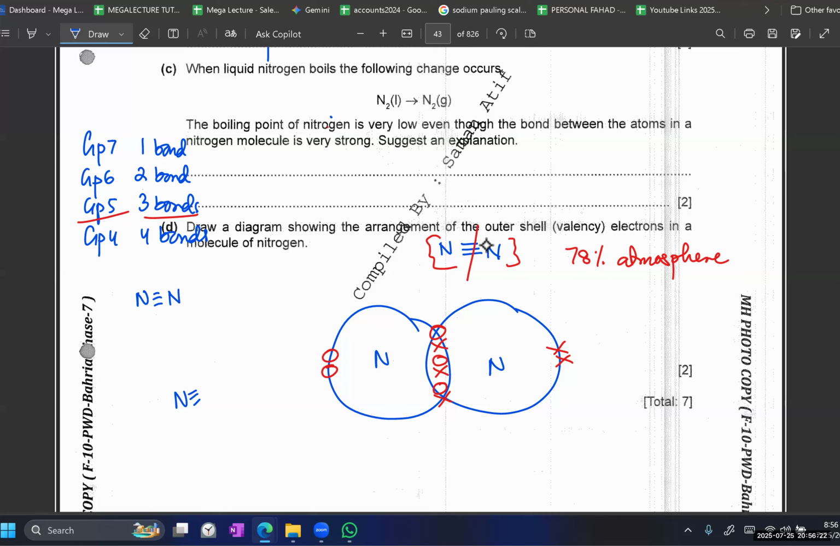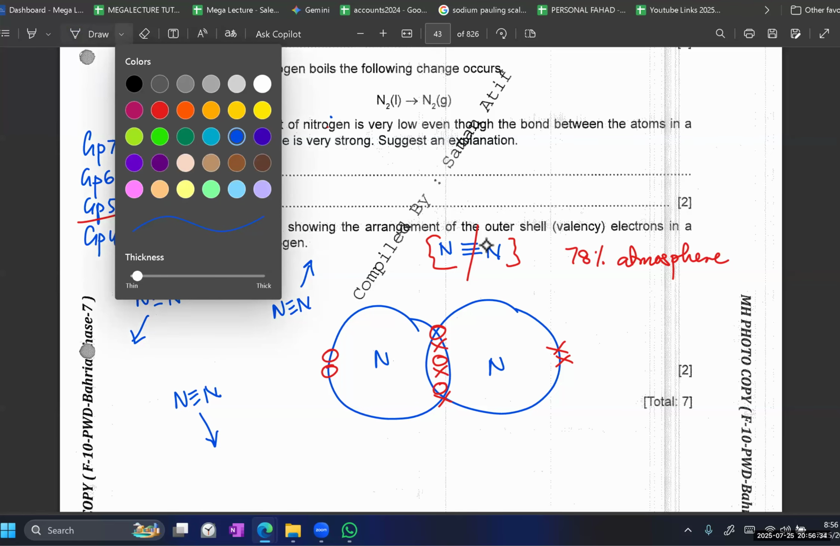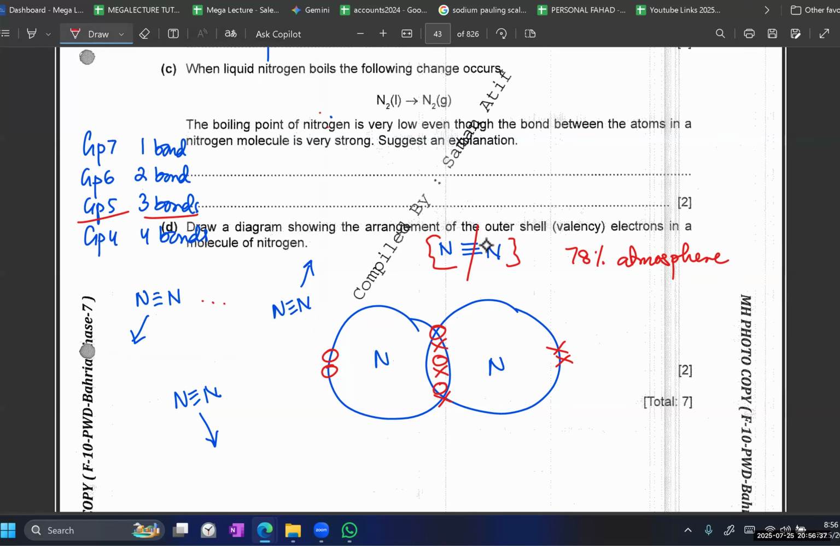Because one molecule and the other molecule and the third molecule, they don't have anything to do with each other. This one is flying around, this one is flying around. That's why they're gases. That's why they have low boiling points. Because between the molecules, there is no strong force of attraction. There is a very weak attractive force that's known as an intermolecular force. So the reason its boiling point is very low, even though its bond is very strong, is that it has a simple molecular structure.